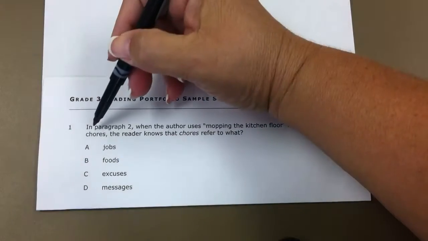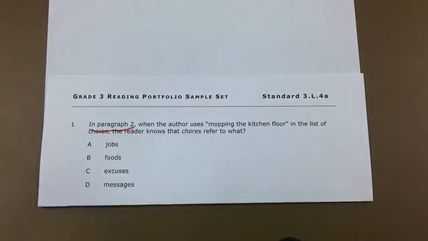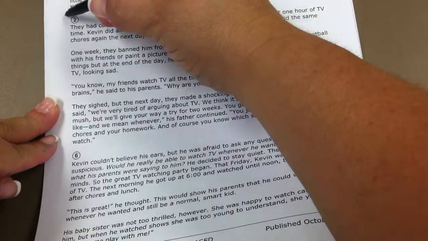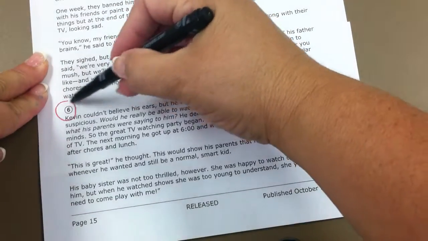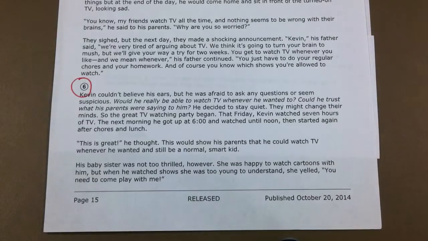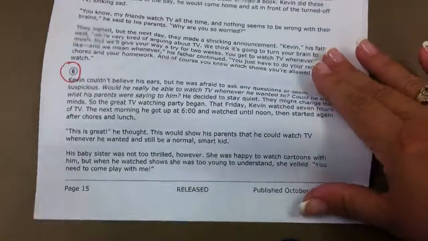So number 1 says, in paragraph 2, when the author uses mopping the kitchen floor in the list of chores, the reader knows that chores refers to what? Well, another thing that you'll notice is on passages, they'll already give you paragraphs that are circled. You can rest assured when you see a paragraph that is numbered for you, you're probably going to use it in an answer at some point during your questions.